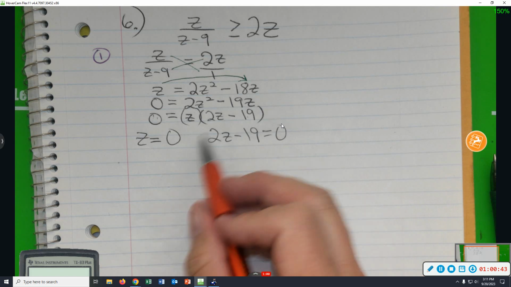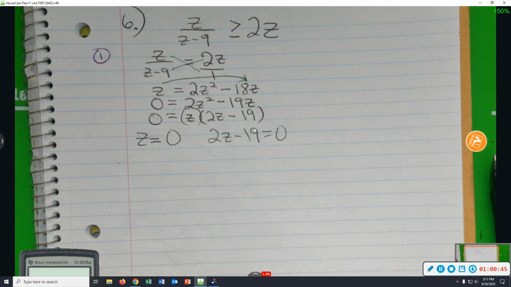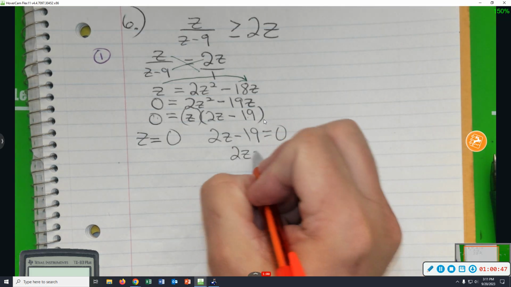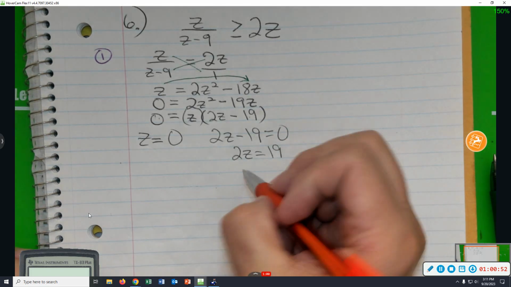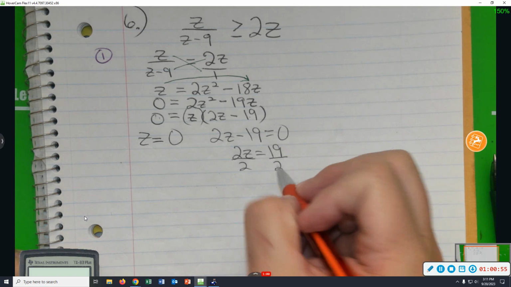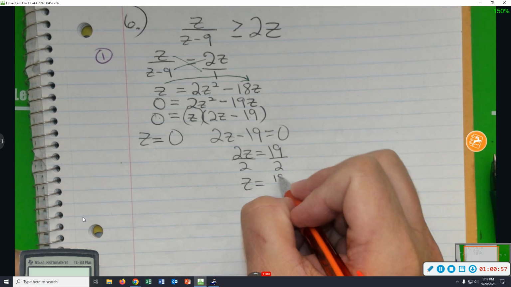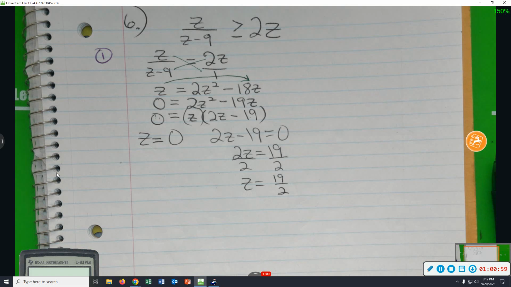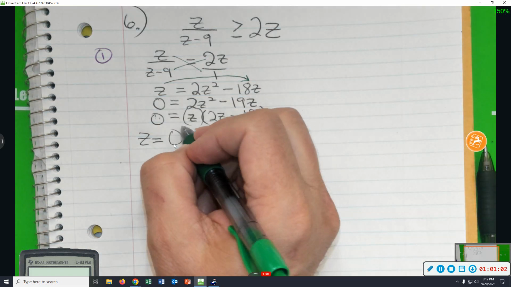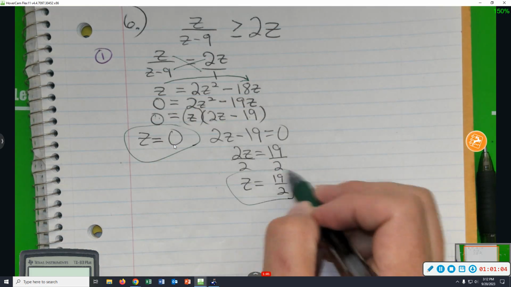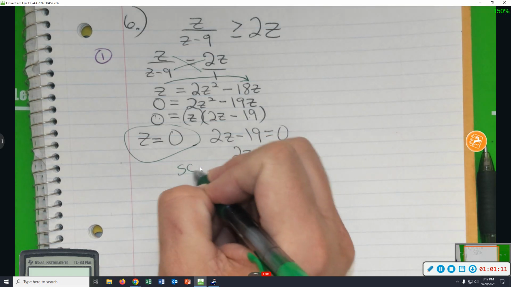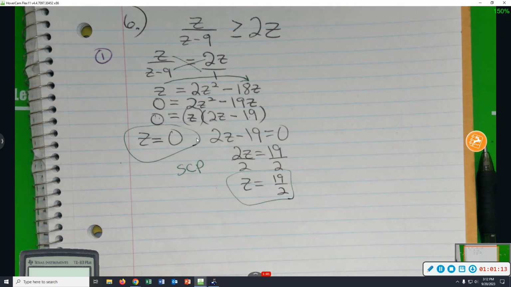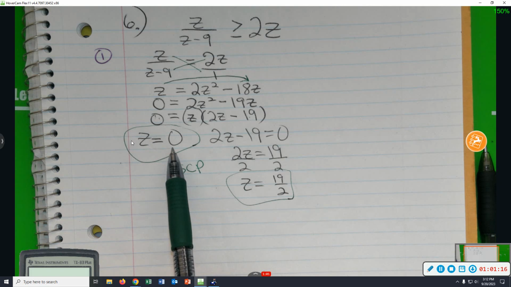What do we need to do to solve this for z? I add 19 to get 2z equals a positive 19, and then divide by 2. So I'm getting two solution cut points. 0 is one of them, and 19 halves. I'm circling it. That's not a final answer, okay? But I just want us to be able to spot them easily, so they don't forget that that's a cut point right there, the 0.